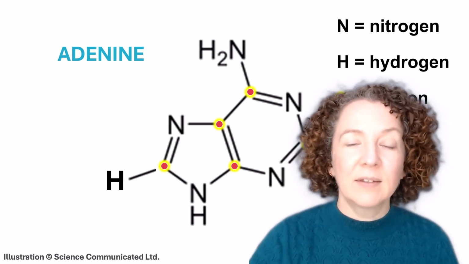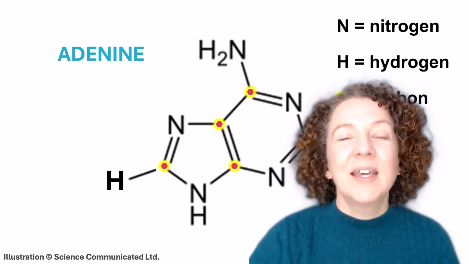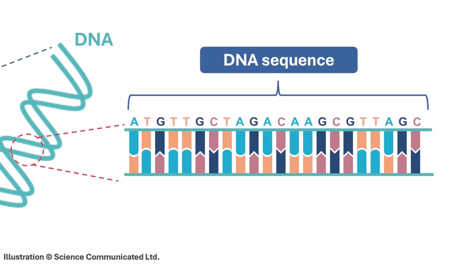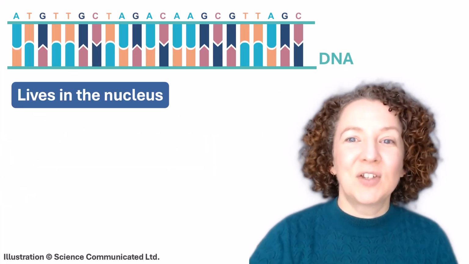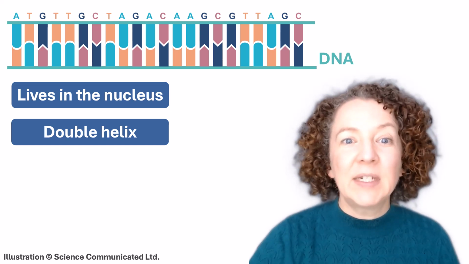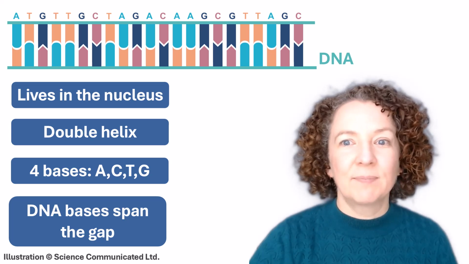In total, there are 5 carbons, 5 hydrogens, and 5 nitrogens. The crucial bit that elevates the DNA bases from being simple chemical compounds to the foundation of all life on Earth is that due to the shape of the bases, A can only pair up with T, and C can only pair up with G. And the order in which the bases are lined up along the DNA strand, that's what we call the DNA sequence. To recap so far, DNA lives in the cell's nucleus. It's made from 2 spiraling strands that we call the double helix, and the DNA bases A, C, T, and G span the gap between the 2 strands.